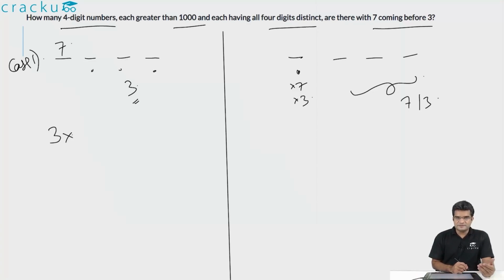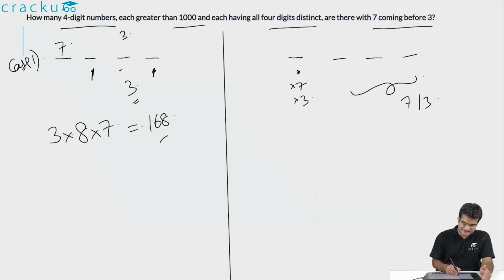And once we choose the place for 3, suppose we have chosen this to be the third digit, then we can choose the second digit and the fourth digit in exactly, because it can't be 7 or 3, it can be 8 into 7. The remaining 2 digits can be selected in 8 into 7, that is 56 ways. So, the total number of ways is 3 into 8 into 7, which is equal to 168 ways. This is the first case in which 7 is the first digit.